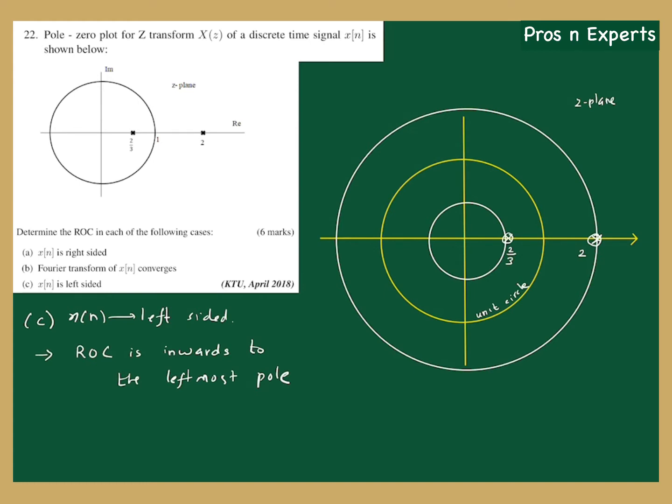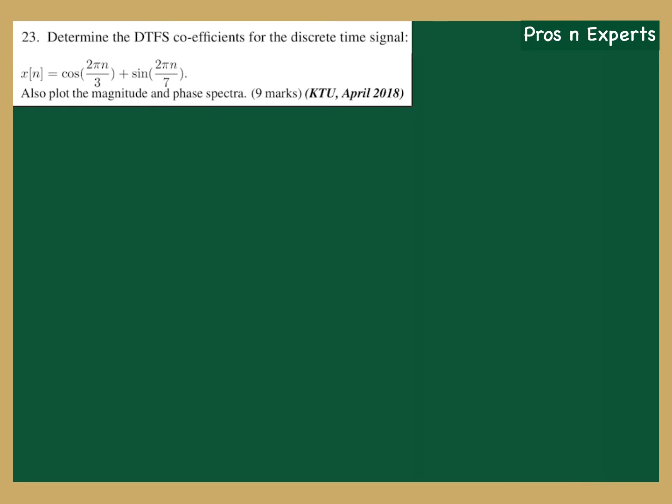Identify the leftmost pole in this pole-zero plot. It is 2 by 3. So you have to find a circular pattern which is inside the leftmost pole, that is this circle. I can draw it like this. This area is the ROC for this left-sided signal because it is inner to the leftmost pole. So this is the answer to the entire question. Okay, let's move on to the next question.